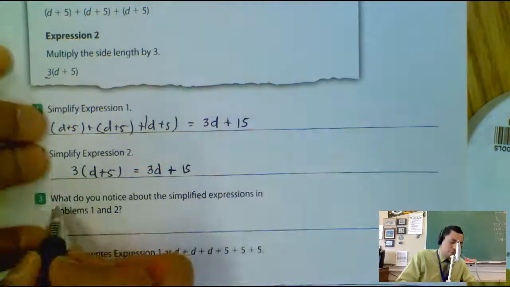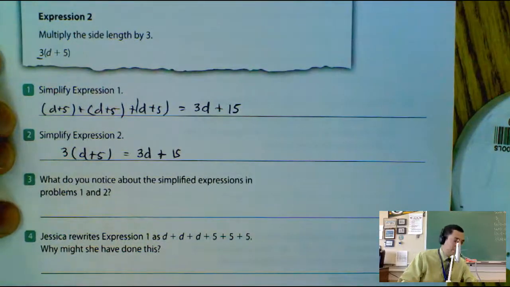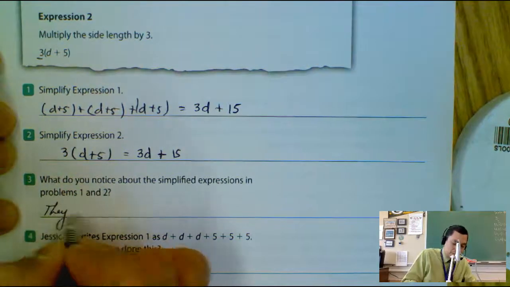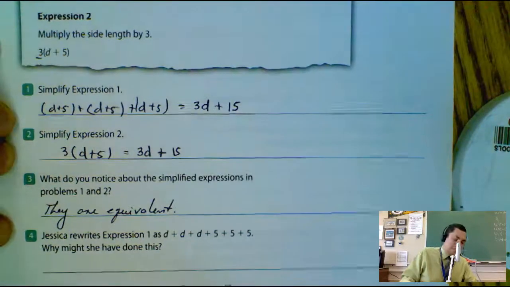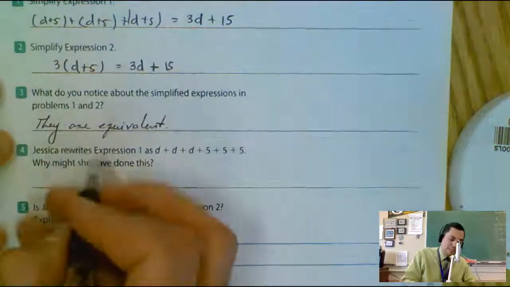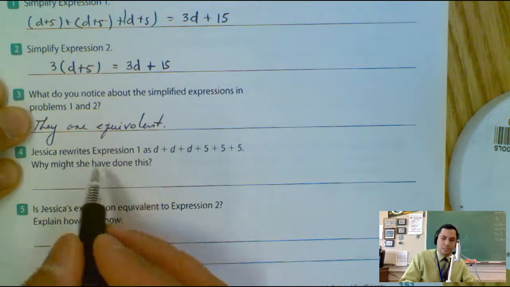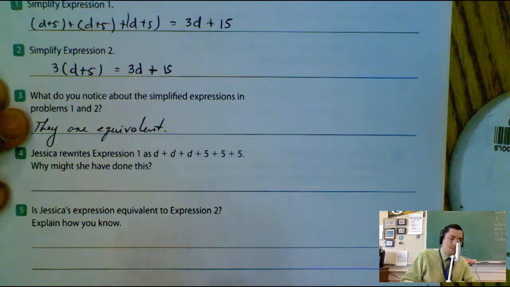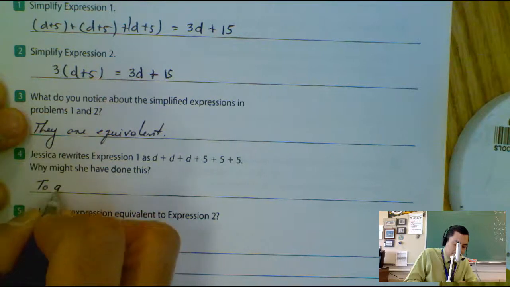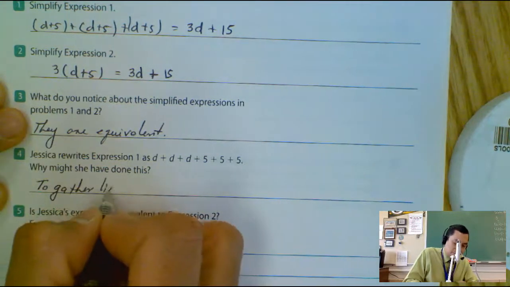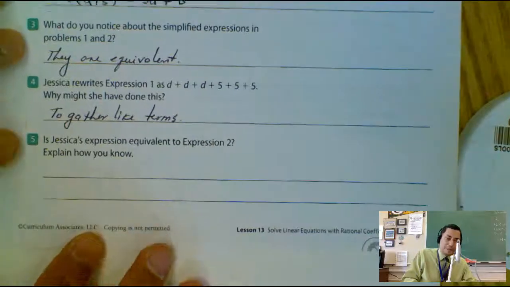Now, what do you notice about the simplified expression in problems number 1 and number 2? What can you see? They are the same. They are equivalent. And number 4, I have Jessica rewrite the expression 1 as d plus d plus d plus 5 plus 5 plus 5. Why might she have done this? In this case, she can gather like terms. That's what she did. Just gather those like terms and then simplify them.